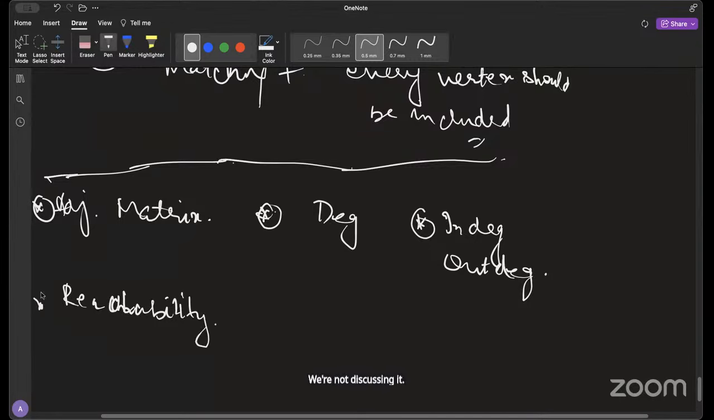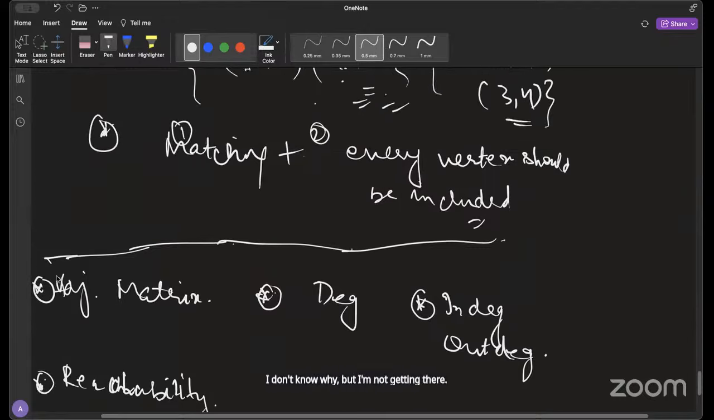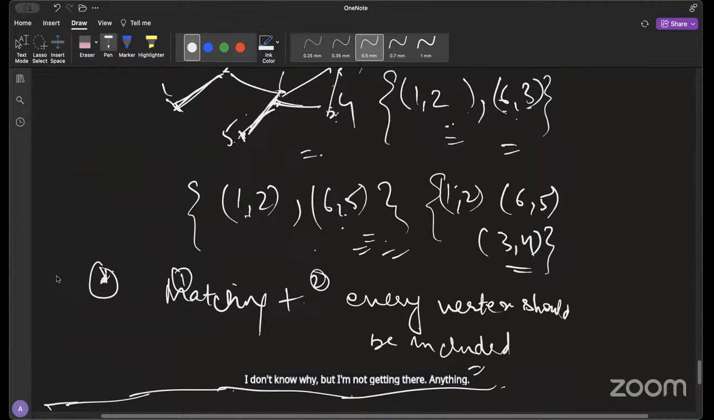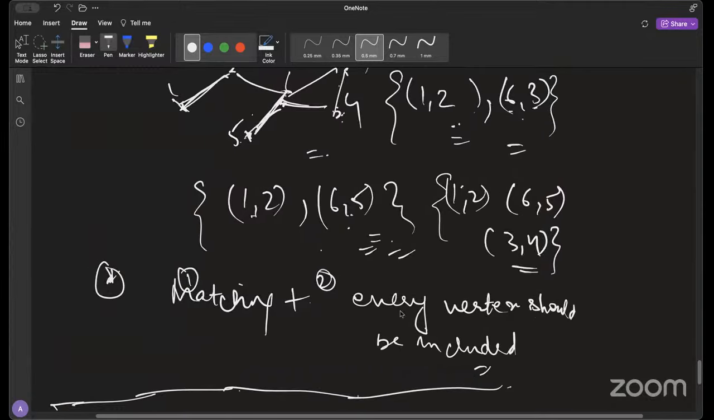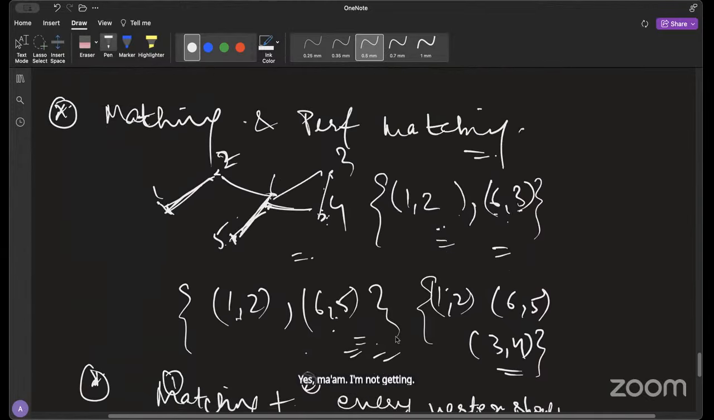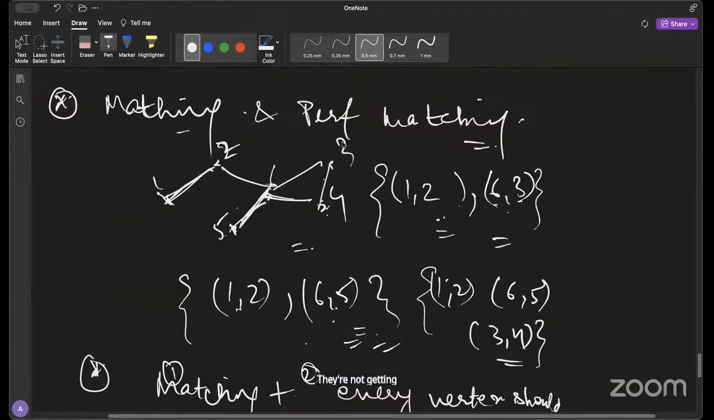Ma'am, I don't know why, but I'm not getting it. What are you not getting? Okay, does anyone have a doubt till this point? Yes, ma'am, I'm not getting it. You're not getting what exactly these two terms mean.